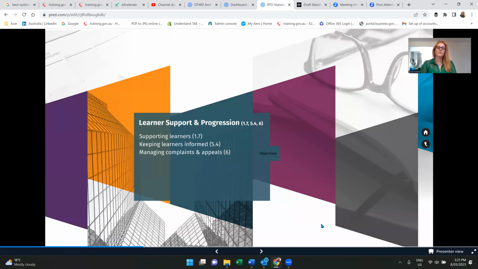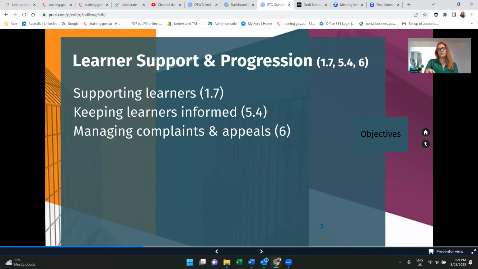All right, so learner support. Learner support currently is really only 1.7, and there's actually no progression requirement in the current RTO standards. That's something that is going to look at changing when we get to the draft standards part.